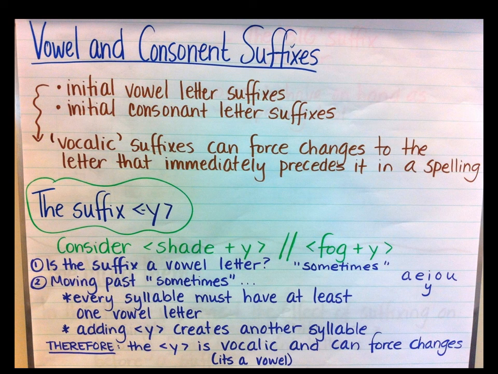We know from previous studies in real spelling that every syllable must have at least one vowel letter. When you add a Y, it creates another syllable. Therefore, the Y is vocalic and can force changes because it's acting as a vowel. By forcing changes, of course, we're talking about dropping a single silent E or potentially doubling a consonant. We move into that throughout this theme.